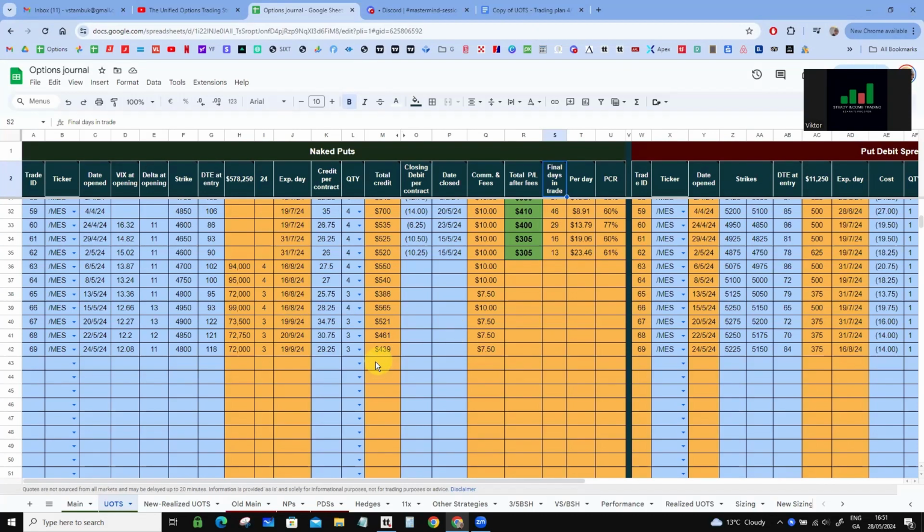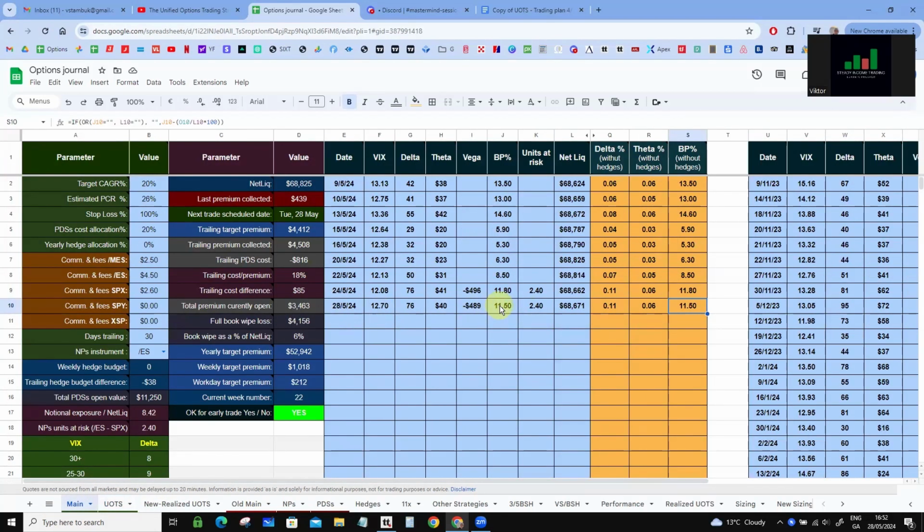So with that out of the way, let's see where we stand at the moment. I already filled this up, and we're looking good, in line to put another trade on as per the schedule here. You can see our buying power is 11.5%.